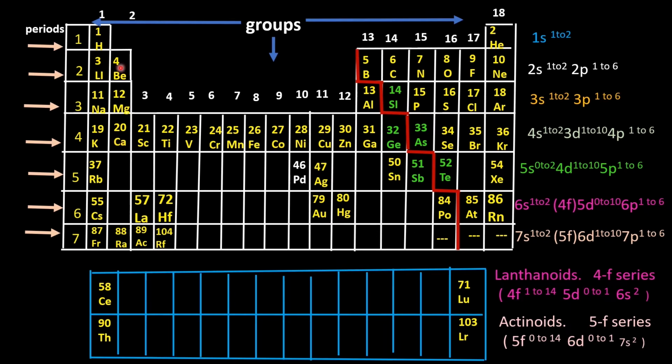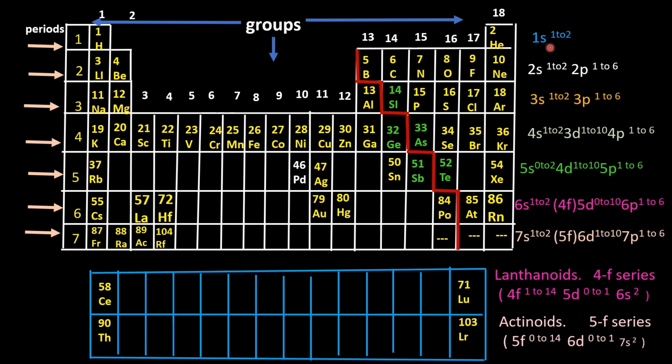You can note the 18 groups which are vertical columns. The downward arrow shows the direction of the group. These are the 7 horizontal rows called the periods. In the first period, there are only 2 elements, hydrogen and helium, and the valence shell electron configuration is 1s1 to 2. That is, for hydrogen, it is 1s1 and for helium, it is 1s2.